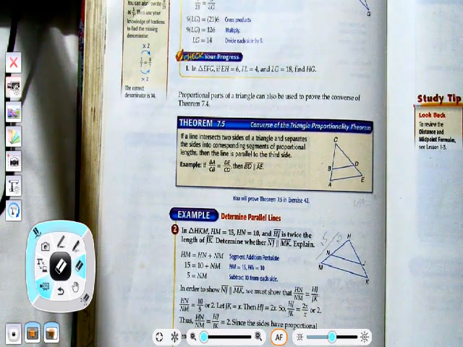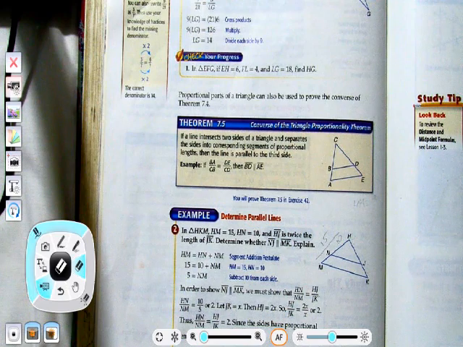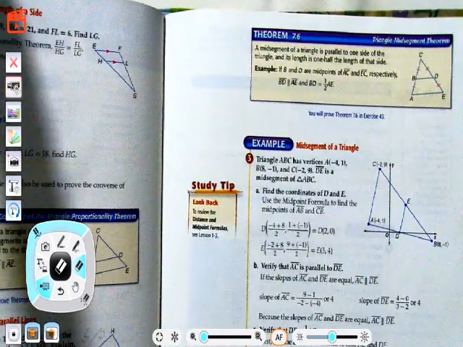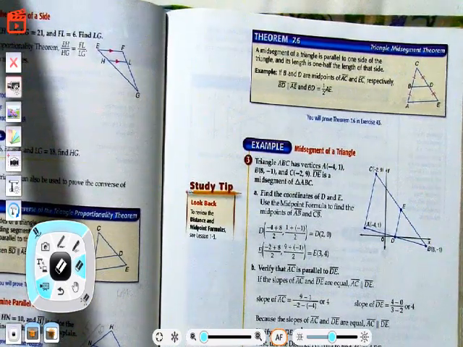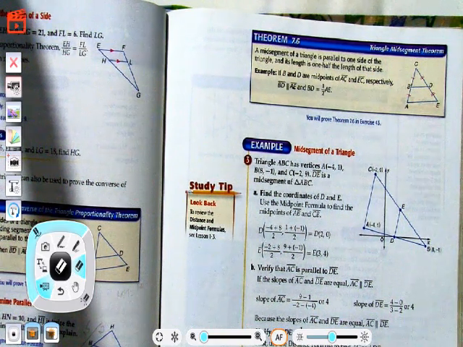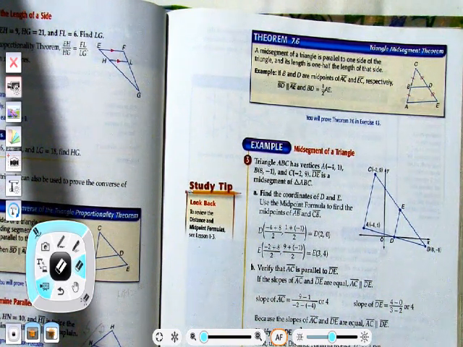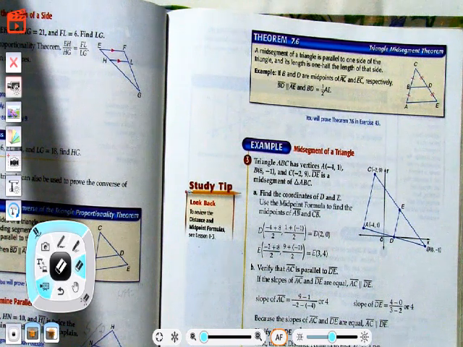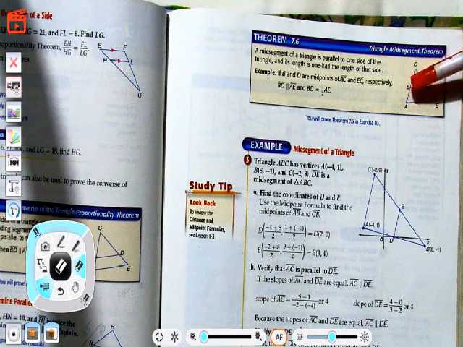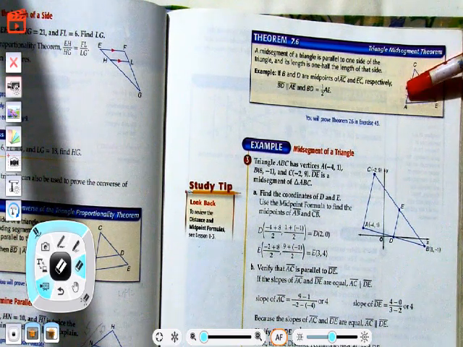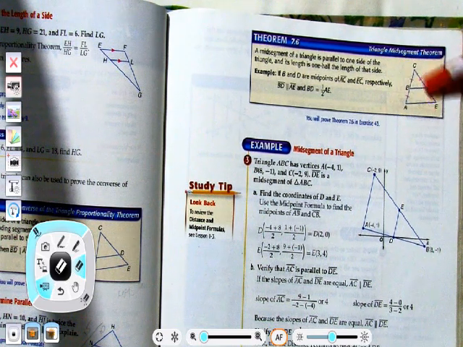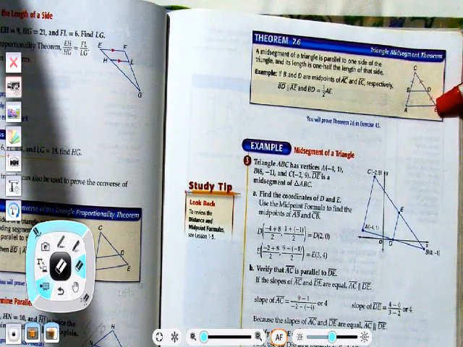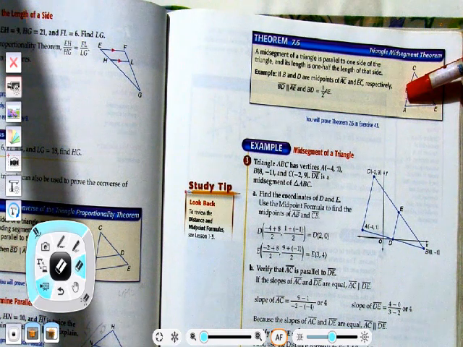Okay, and then the third theorem is the triangle mid-segment theorem. A mid-segment of a triangle is parallel to one side of the triangle, and its length is 1/2 the length of that side. So there are two things here. When we say that a line is a mid-segment, the starting and the end point of the line are the midpoints of the sides of your triangle. So B here is not just an ordinary point, but it's the midpoint of C and A.